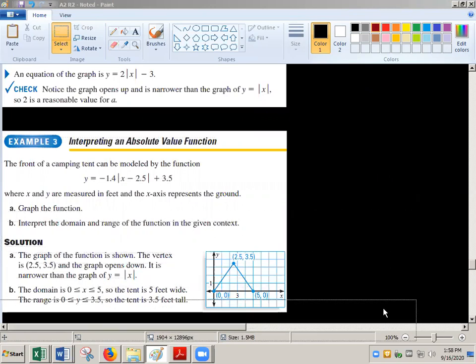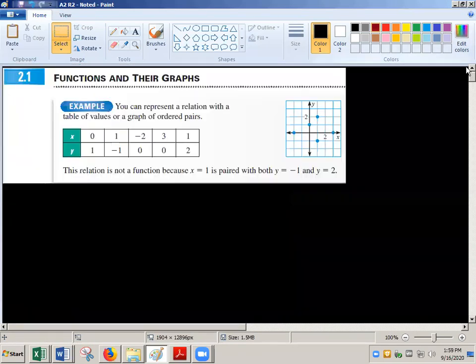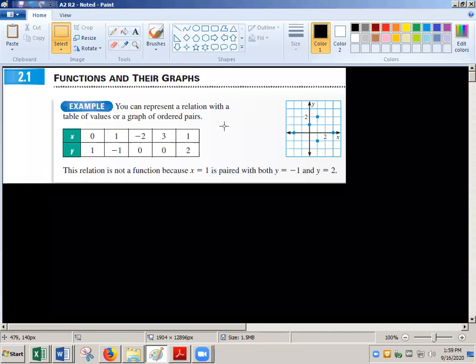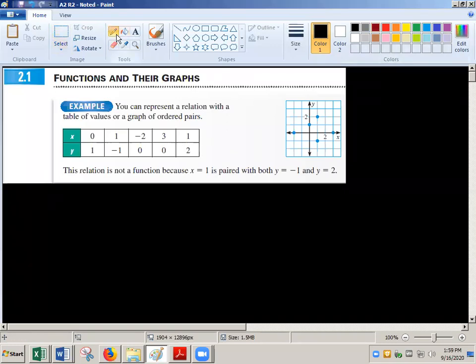So the first thing we're going to look at in chapter 2 is going to be basic functions and their graphs. When we look at functions and their graphs, what we're looking at first is: is something a function, how do we tell, and then what does that look like? So, function.